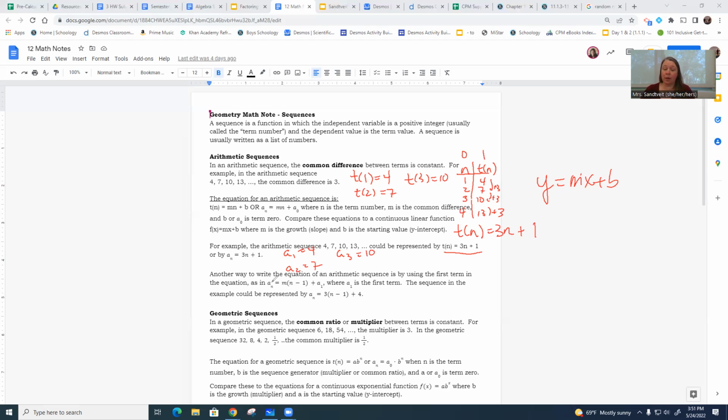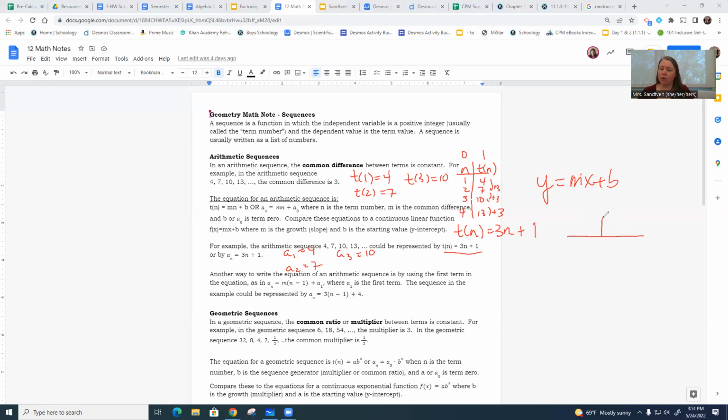Then here it says another way to write the equation of an arithmetic sequence is by using the first term in the equation. So if we wanted to use the first term, then it would be a sub n equals whatever your slope is times n minus 1 plus a sub 1, where a sub 1 is the first term. You might be wondering, why would I ever want to do that, and where did that even come from?